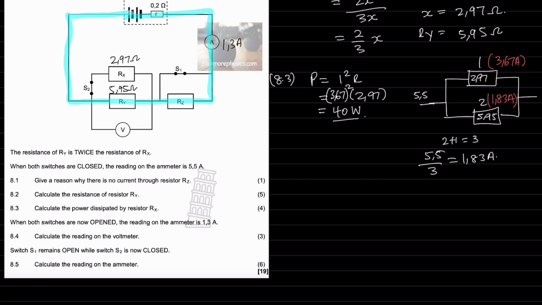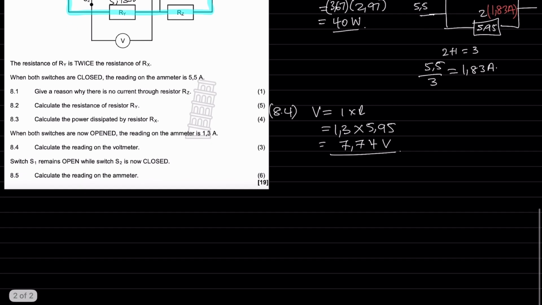The question reads, calculate the reading on the voltmeter. So V is equal to I times R. The voltmeter is connected across RY. RX is not in play because the switch is open. So current 1.3, resistance 5,95. That gives us an answer of 7,74 volts.